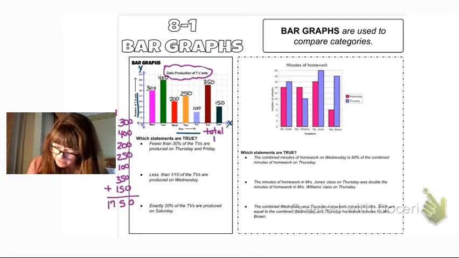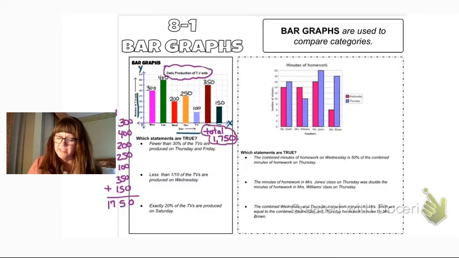So our total here is 1,750. And that's always helpful information to have. So we could say that the total number of TVs produced during that week was 1,750. Now, what we're going to do is determine which of these statements are true.